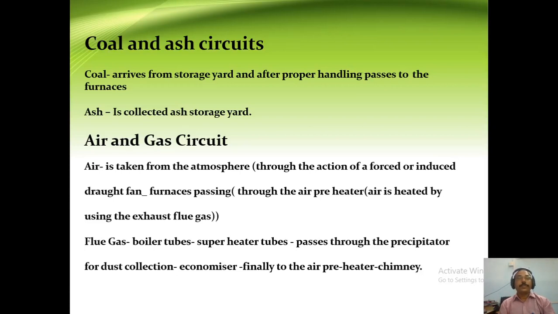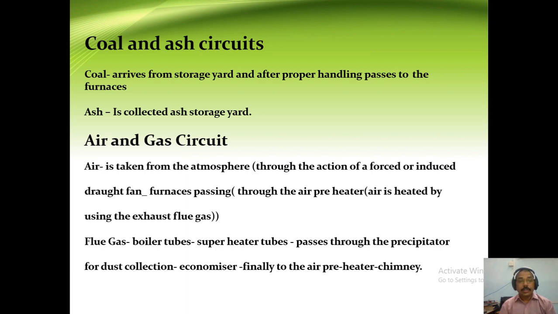In detail, we'll discuss the coal and ash circuit. Coal arrives from the storage yard and after proper handling passes to the furnaces. Again, there is a process of passing this coal. We have to take out the dryness, humidity from the coal. We have to make it dry. We have to separate the coal into different storages. We have to take the precaution that it should not come with humidity, since when it comes with humidity, the efficiency and performance of that coal will reduce.